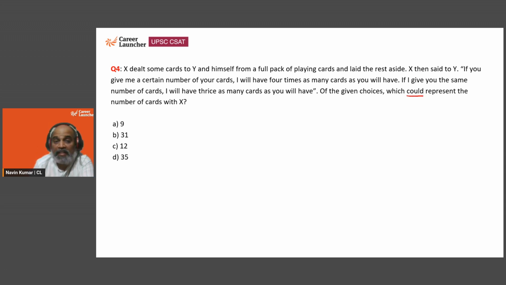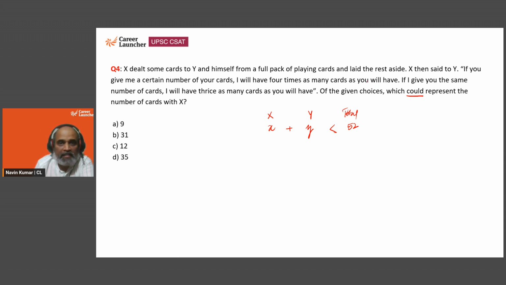So the important word over here is could. Could means possibility. So basically, there may be more than one answer. So we need to find one of the values that satisfies it. Let's say X has got small x number of cards, Y has got y number of cards, and the total number of cards is 52, where x plus y is not necessarily 52, because he gives some cards to himself, some to Y, and then lays the rest aside. So there are some cards which are beyond. So x plus y is going to be less than 52.